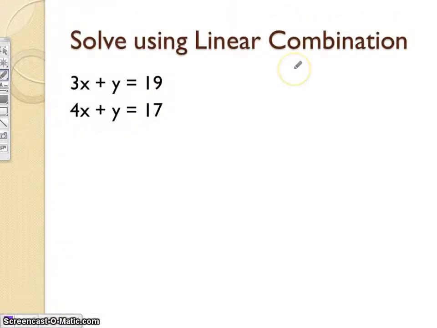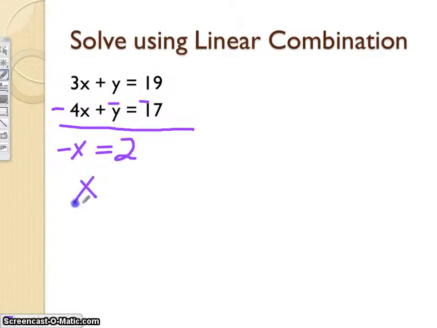All right, solve using linear combination. First thing I'm going to do is multiply this bottom equation by a -1. If I do it to one thing, I have to do it to it all. 3 minus 4x gives me negative x. Y minus y eliminates my y. 19 minus 7 gives me 2. Divide or multiply by a -1, and we now know that x is equal to -2.